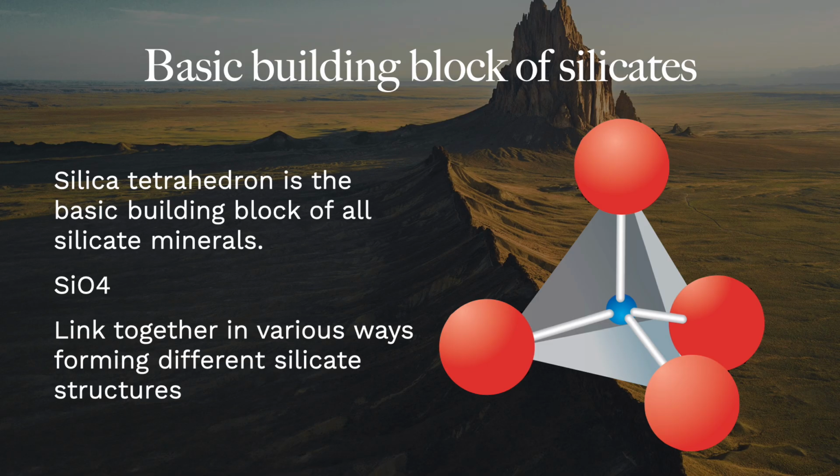The silica tetrahedron is the basic building block of all silicate minerals. The silicate tetrahedron is the bond form, or the crystalline form, of one silicon and four oxygen atoms. They are bound together in a tetrahedron, which is a three-sided pyramid structure. Here in the center of our diagram on the right, we can see in blue our silicon atom, and then in red, our oxygen atoms that are linked to it.